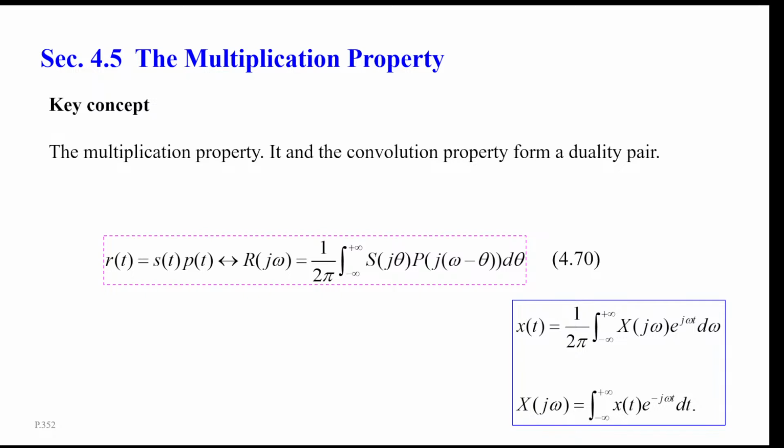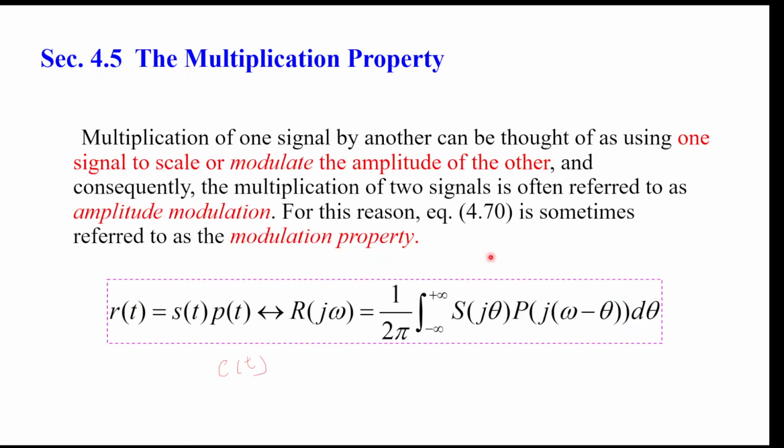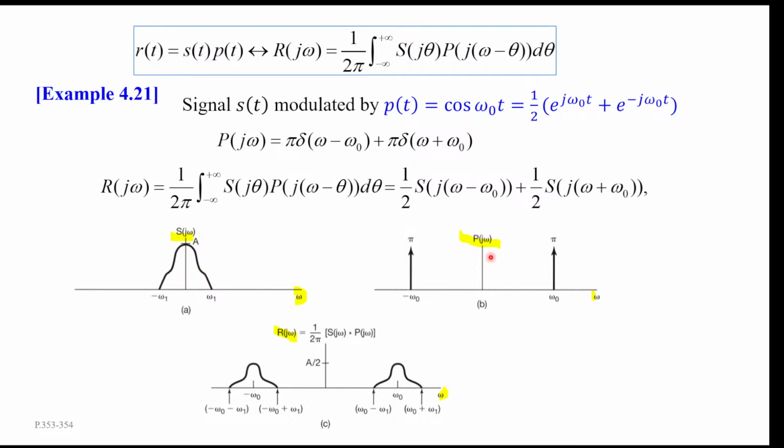Now we go back to the multiplication property we talked about. You see this is a bit like what we had in the midterm. You have two signals multiplying together in the time domain, then in the frequency domain you have this periodic convolution. We have seen this example, which is a carrier example: we have a quite arbitrary signal s of t, and you multiply it with a carrier signal, cosine omega t.